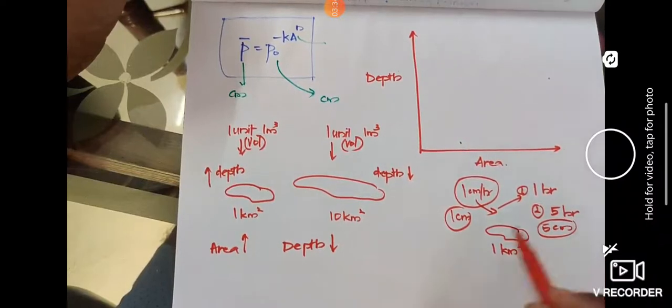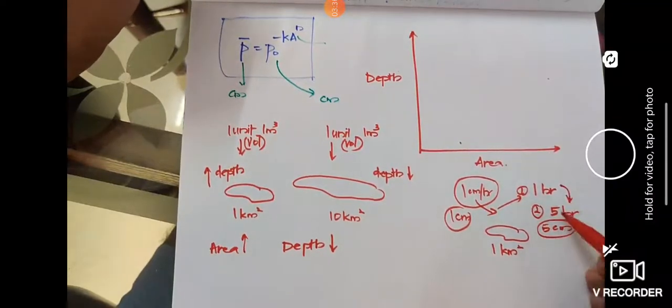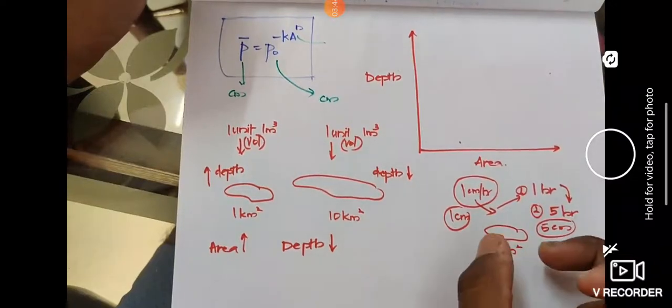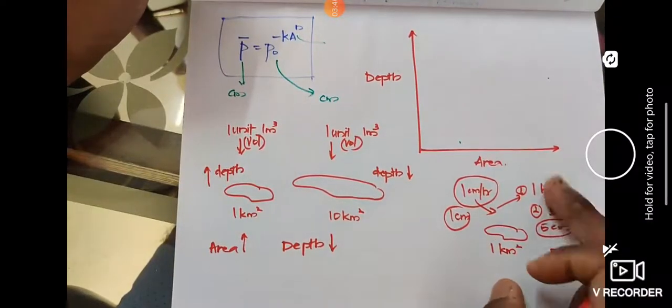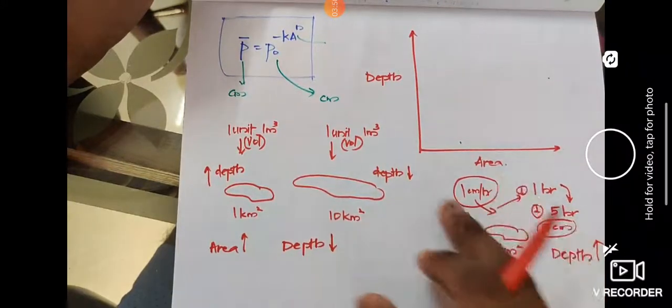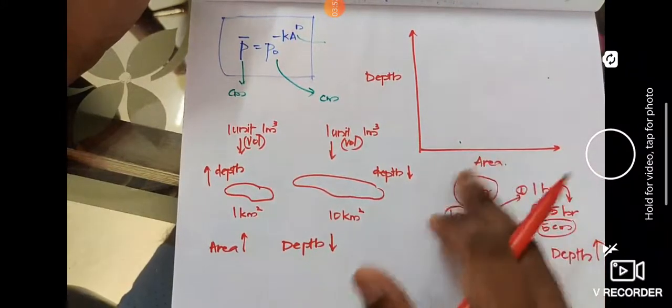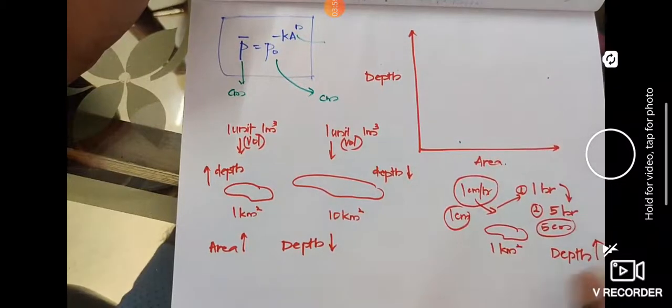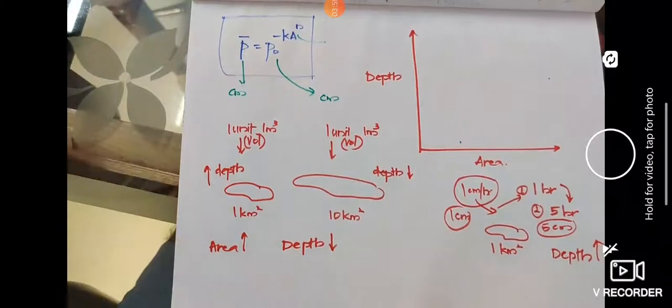So what happens when the duration of rainfall increases? What happens to the depth of rainfall? The depth of rainfall also increases. So in the second case, I am considering a single area, but what am I changing? I am changing the duration. So I'm assuming the rainfall to be the same intensity. When the duration increases, the depth of rainfall increases. More the duration, more will be the depth of rainfall.